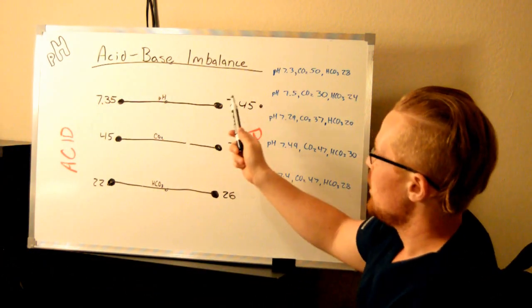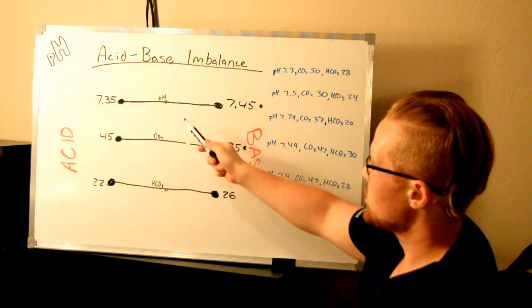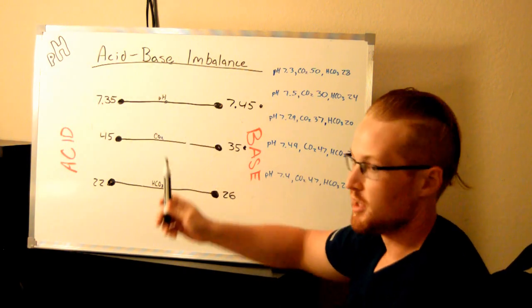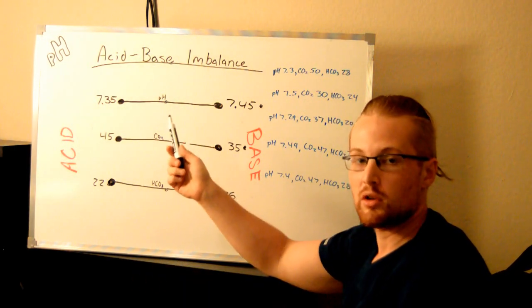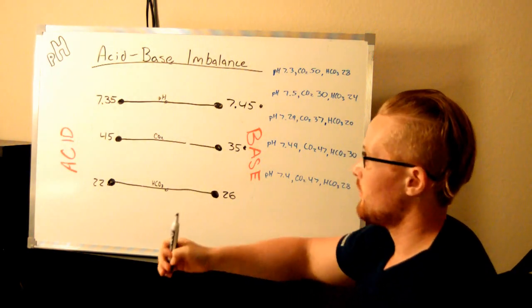So this tells you the compensation, what the body is doing, how it is responding, and then which is the cause of the acid-base imbalance. So look forward to a video about each of the 4 types of acid-base imbalances.